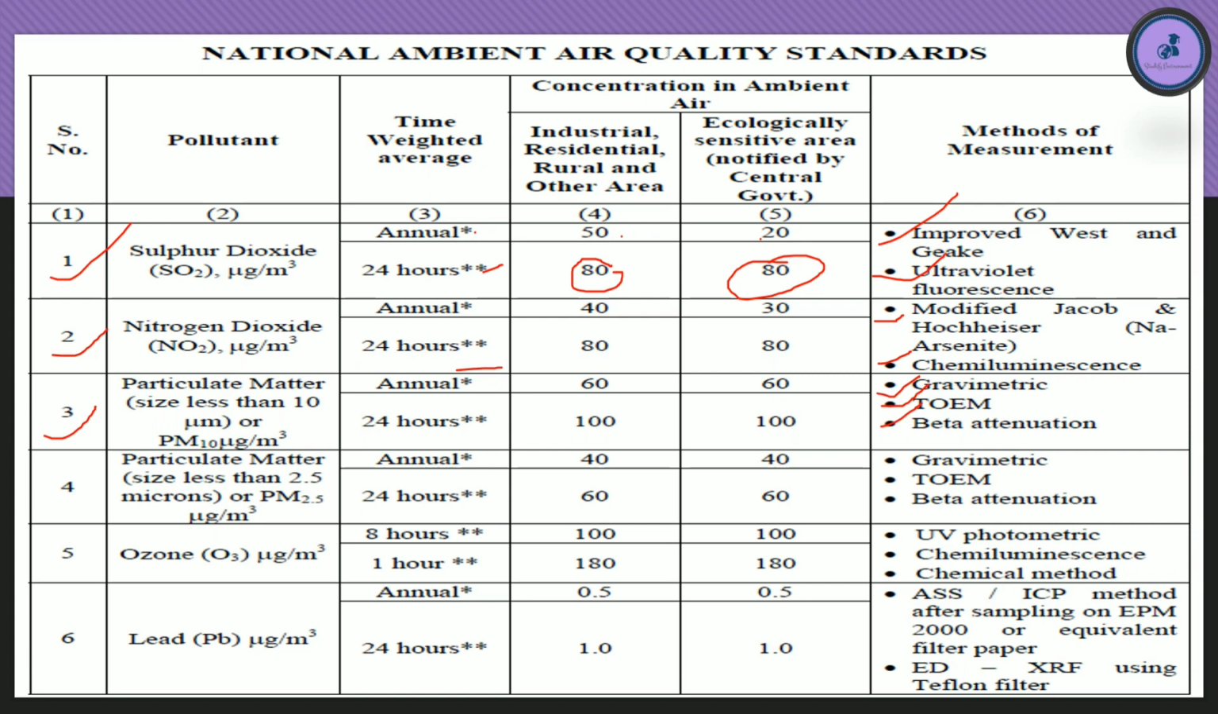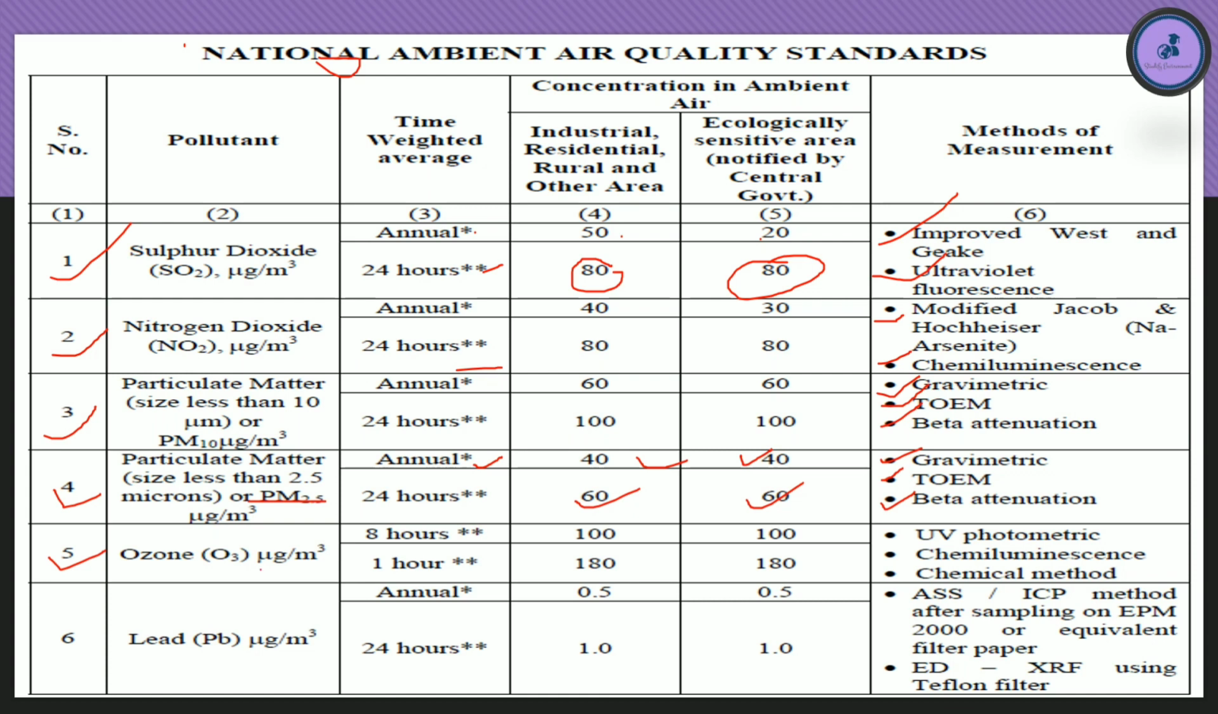The fourth pollutant is particulate matter 2.5. That means its size is less than 2.5 microns. It is also measured in microgram per cubic meter. Its annual range is 40 and 40 for industrial, residential, rural, and other areas, and ecologically sensitive area, that is notified by government, respectively. For 24 hours, its concentration is 60 and 60 for both the areas respectively. It is measured by gravimetric, TEOM, beta attenuation as for PM10.